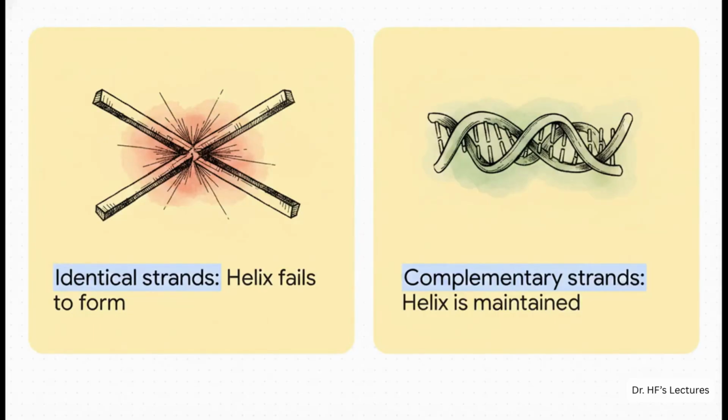Now, what's really interesting about this slide is thinking about what would happen if nature had simply made both strands identical. If they were identical copies, they literally could not pair up properly. Those specific shapes and hydrogen bonds wouldn't align, and the famous, iconic double helix structure would simply fail to form. It would just fall apart. But because the strands are complementary, the pairing rules work flawlessly, and the double helix structure is perfectly maintained.